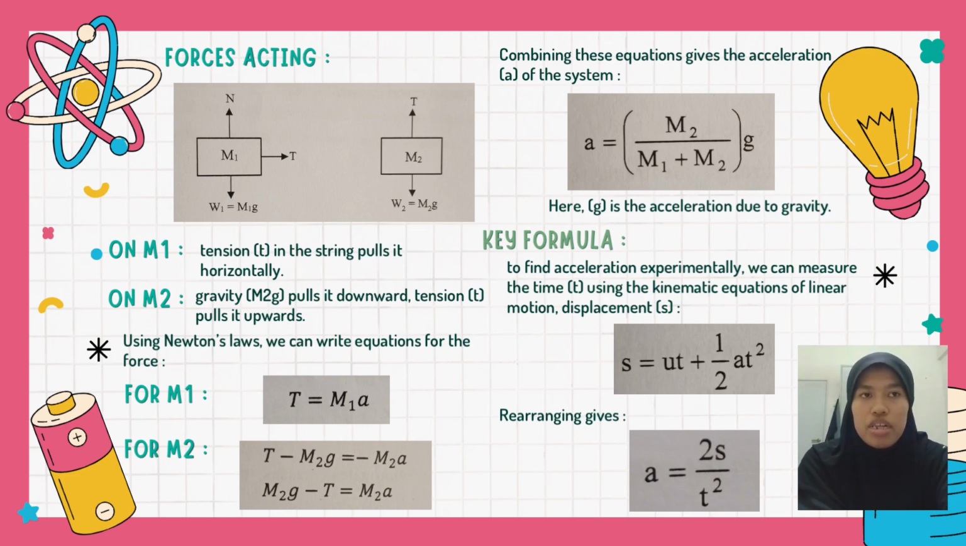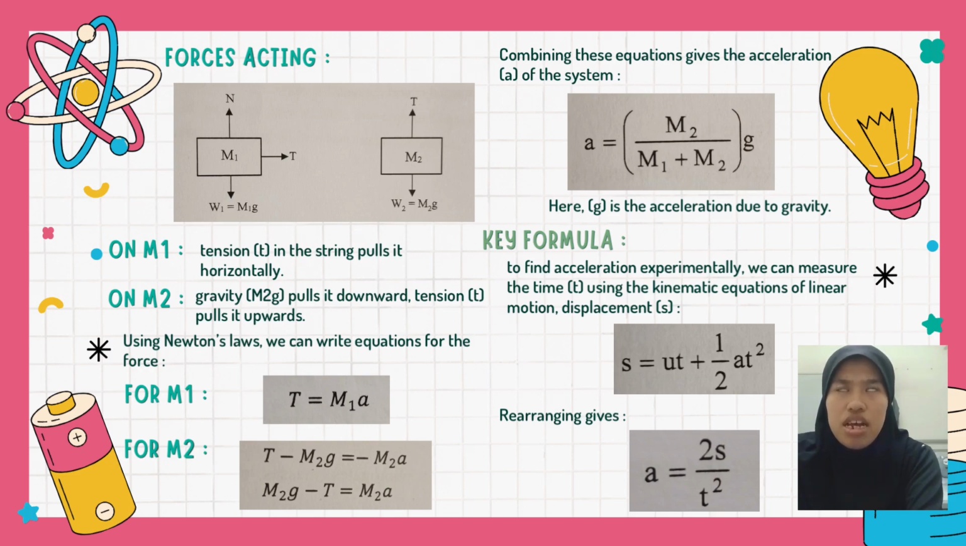For M1, T equals M1A. For M2, T minus M2G equals negative M2A, so M2G minus T equals M2A. Combining these equations gives the acceleration of the system, where G acts as the acceleration due to gravity.